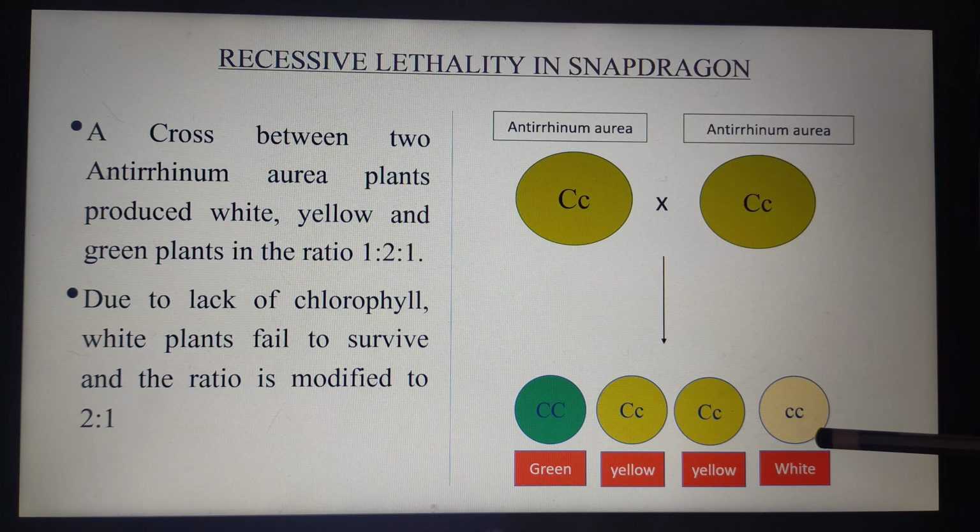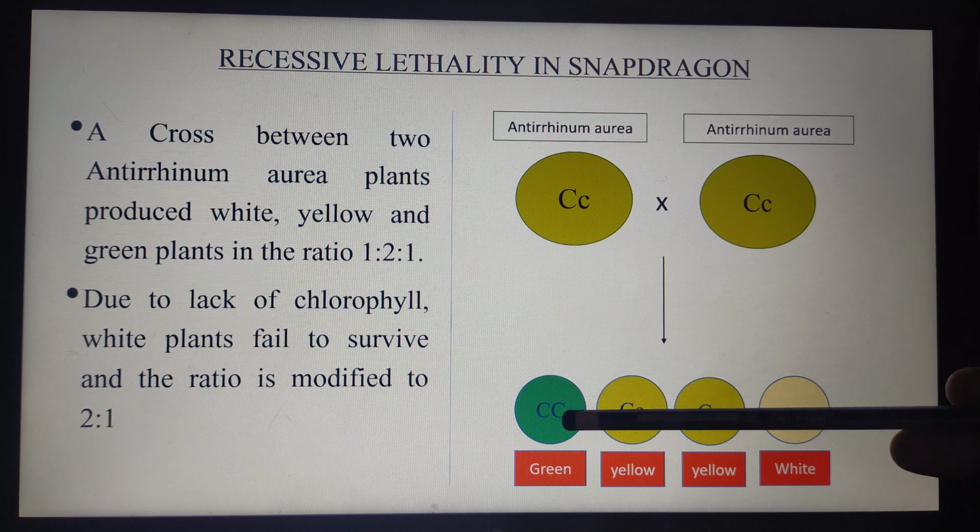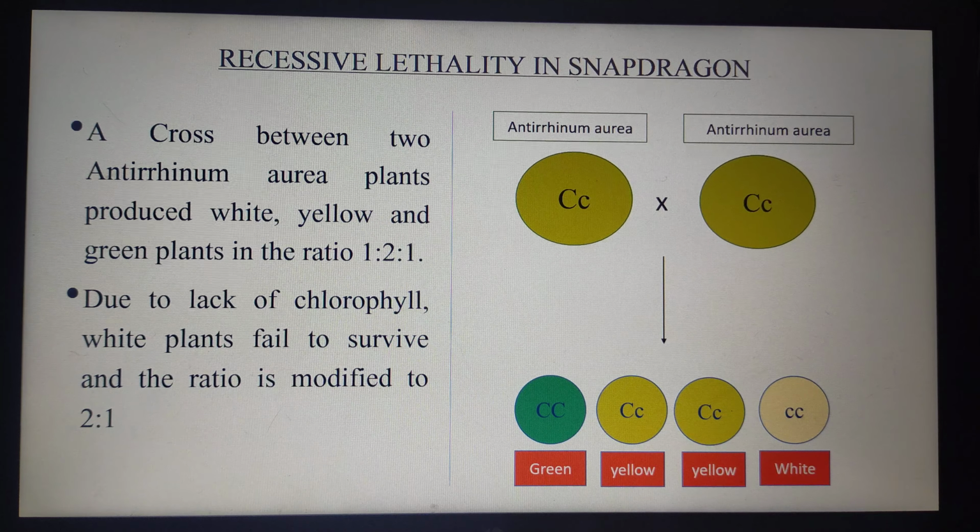If the same thing happens because of the presence of homozygous dominant condition, then it is said to be a dominant lethality. But here the lethality is caused because of the recessive condition of the alleles. That is why here we call it a recessive lethality in Snapdragon. So this is the conclusion which was made by Erwin Baur, and the ratio of lethal alleles in Snapdragon is 1:2 or 2:1. That is 2 folds of Antirrhinum aurea and 1 fold of Antirrhinum majus green plant, right?